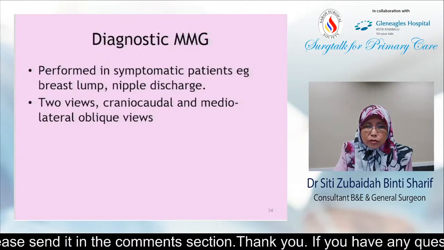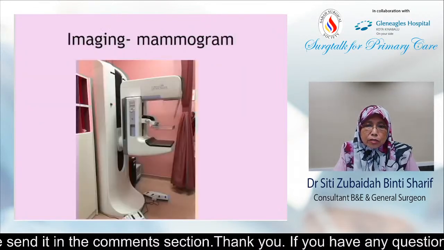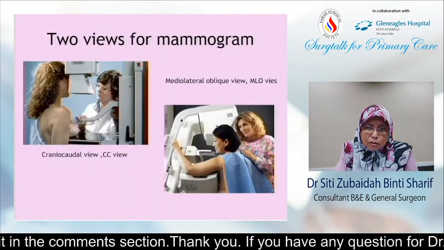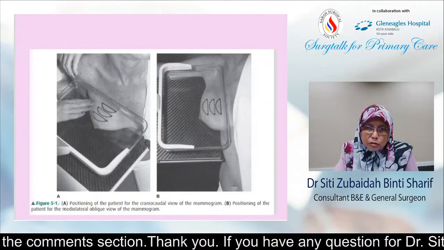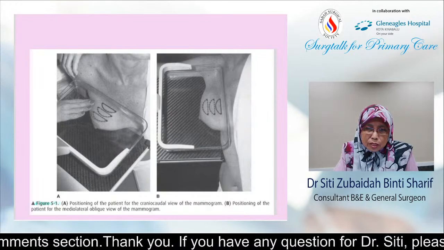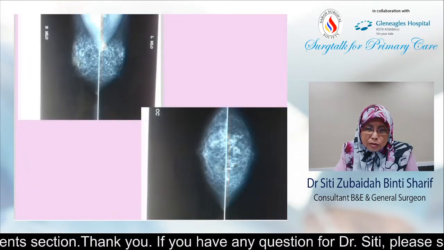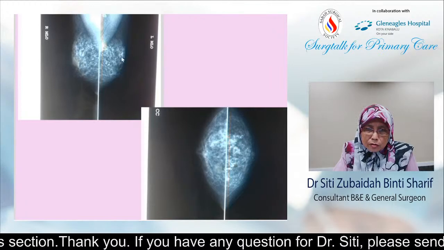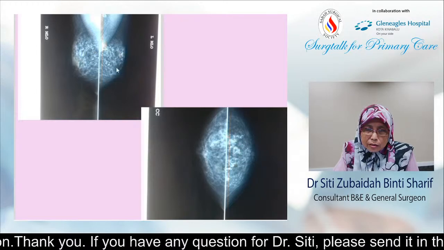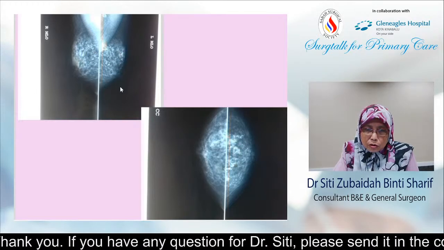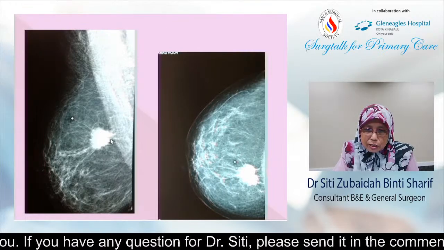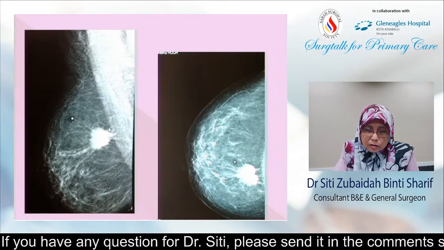We get two views, craniocaudal and mediolateral oblique. This is the mammo machine. These two views are how we do the mammogram, craniocaudal and mediolateral oblique. What we can see here is microcalcification, almost involving the whole left breast, and from the mammogram you can assess the mass and the characteristics of the mass.